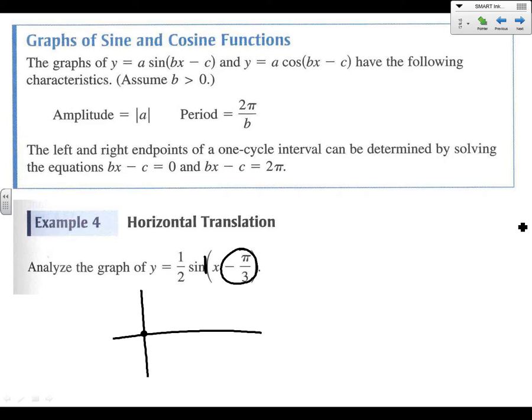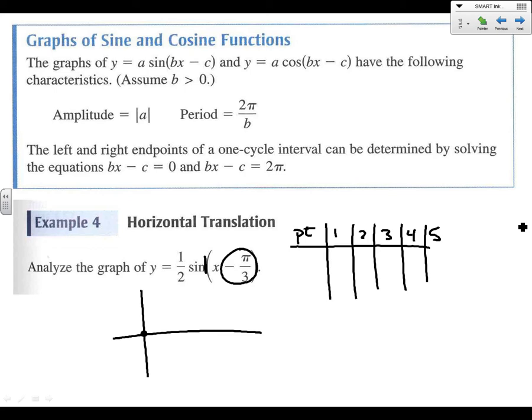So the way I like to do this is make a little chart. Okay? And I say points 1, 2, 3, 4, and 5. Okay? So on this, normally our x values would be 0, finish at 2 pi, halfway point's pi, and so we would have pi over 2 and 3 pi over 2. But now we need to take those and get added by pi over 3. So our first point is going to be at pi over 3.